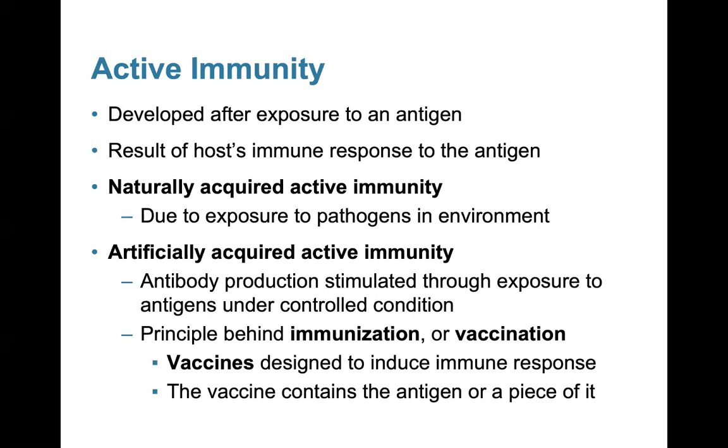Artificially acquired active immunity. This is antibody production stimulated through the exposure of antigens under a controlled condition. This would be what vaccines do. They are giving you the antigen and you're producing antibodies in response to that.